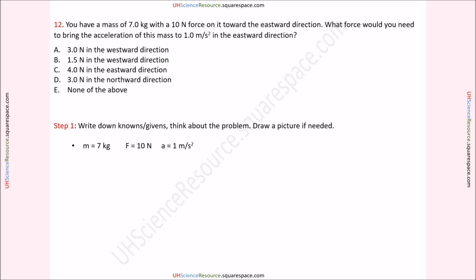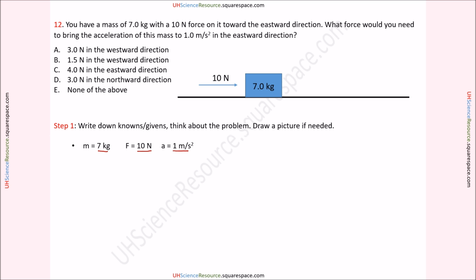We're told that we have a mass of 7 kilograms and that there's a force being applied to it of 10 newtons in the eastward direction. And in the end, we want this mass to have an acceleration of 1 meter per second squared. So let's draw out a picture to see what's going on.